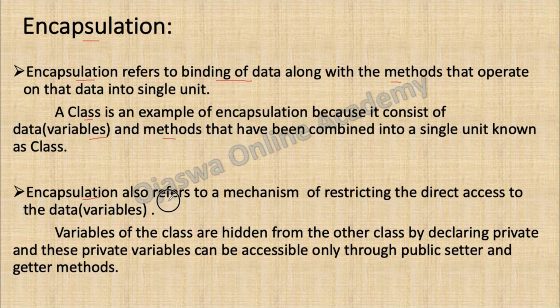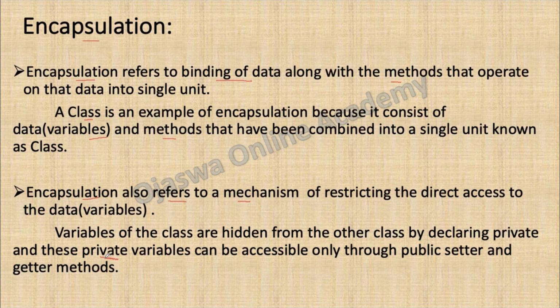Encapsulation also refers to a mechanism of restricting the direct access to the variables. The variables of the class are hidden from any other class. And how do we do this? How do we hide variables from other class? By declaring the variables as private. When you declare the variable as private, the variable is only accessible inside the class. It is hidden from outside class.